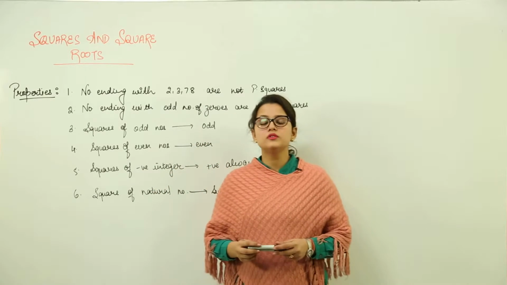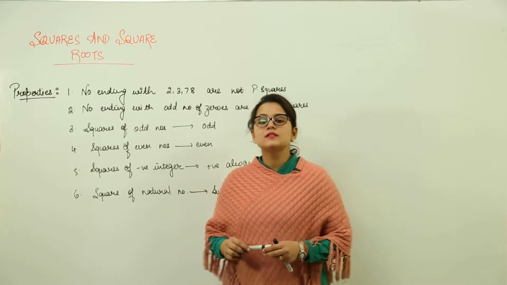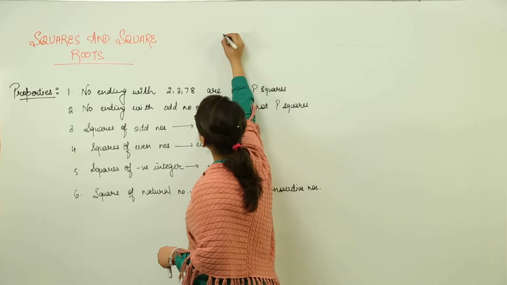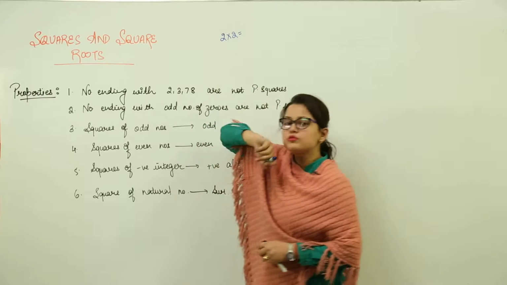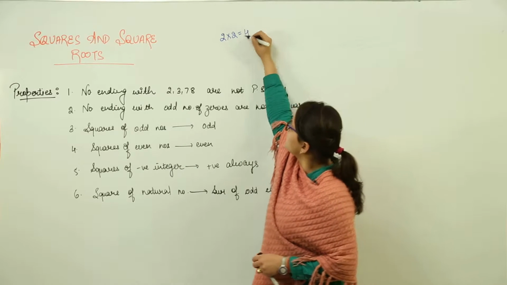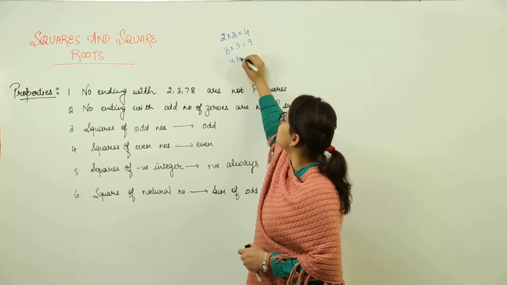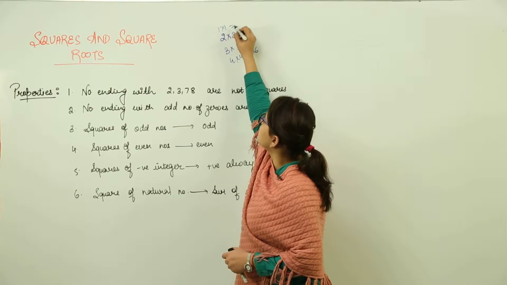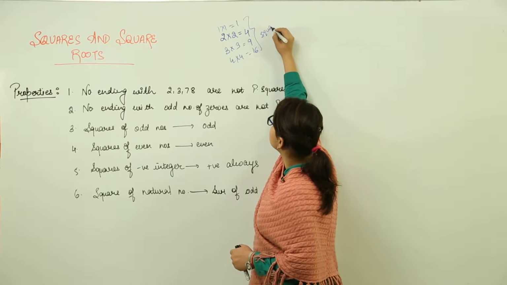The chapter we are doing today is squares and square roots. Now, what are squares and what are square roots? Now see, square means any number multiplied 2 times. What is the square of 2? It will be 4. What is the square of 3? It would be 9. Square of 4 would be 16. What is the square of 1? It will remain 1 only. So these are known as the squares, right?